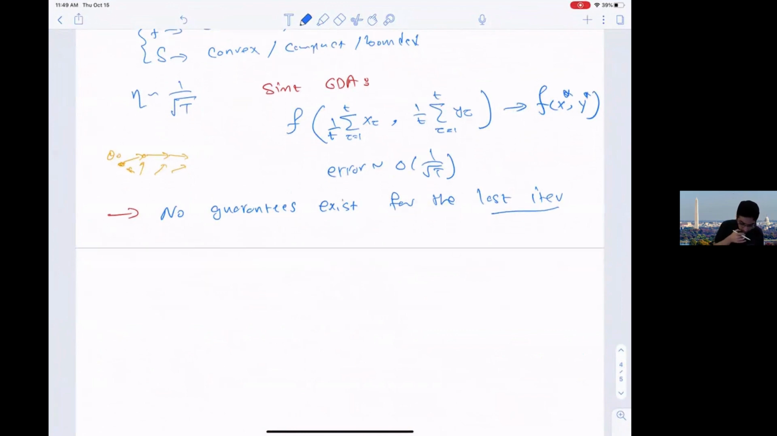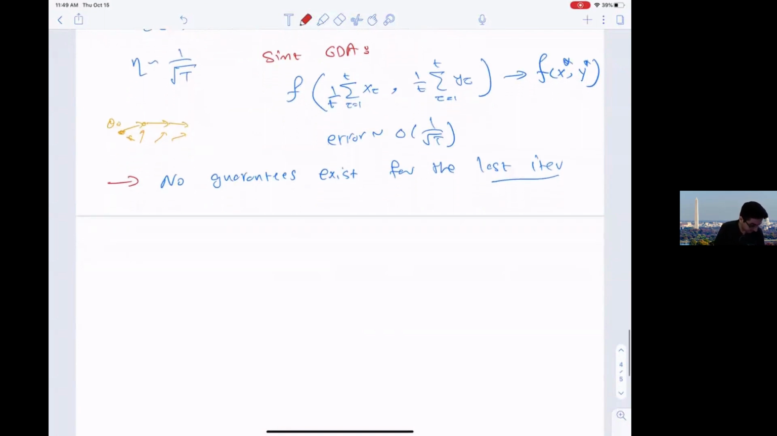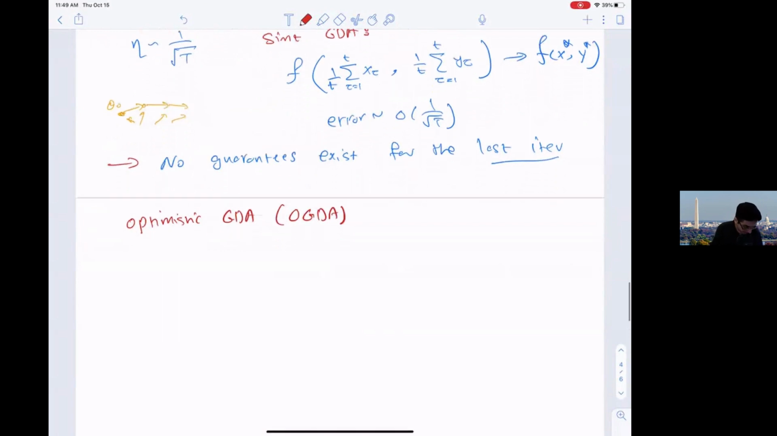All right, so we talked about GDA, simultaneous GDA. Let me introduce another variant of GDA. It's called optimistic GDA, or OGDA.